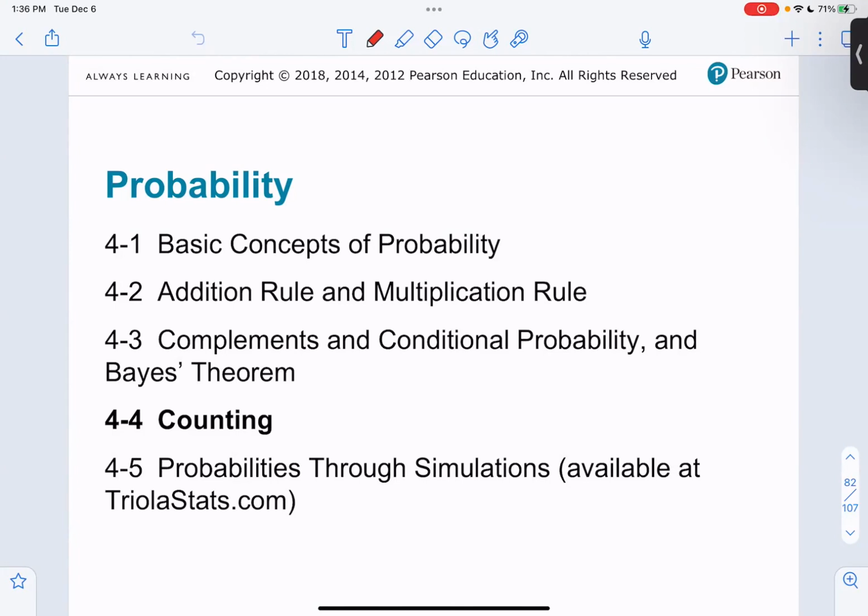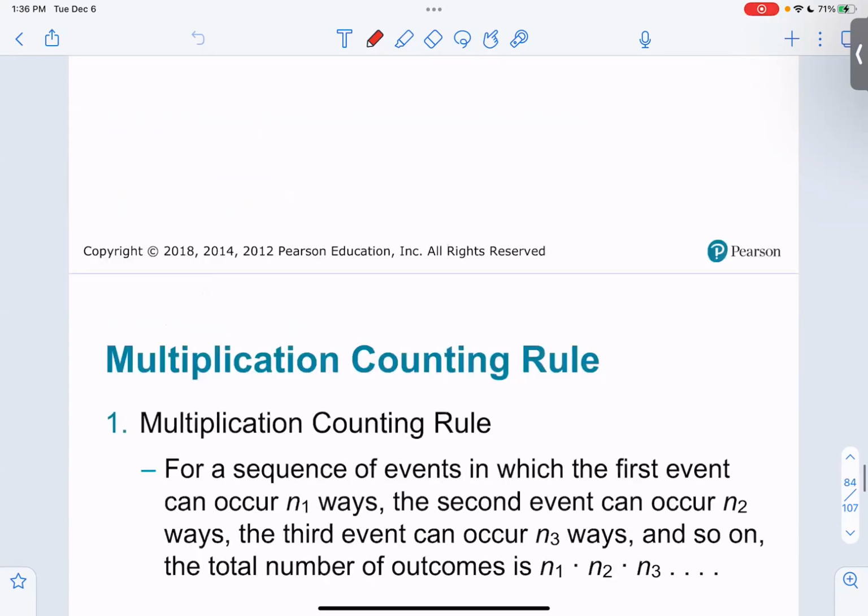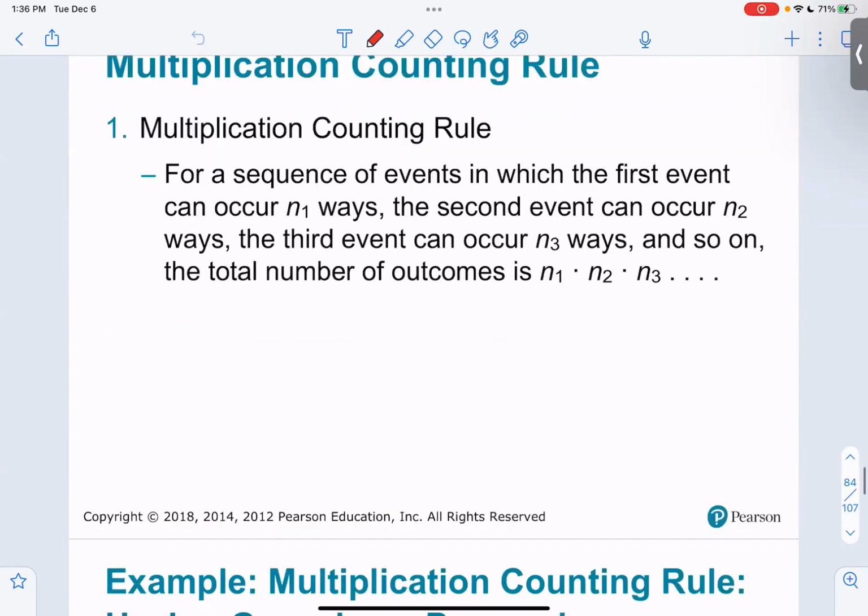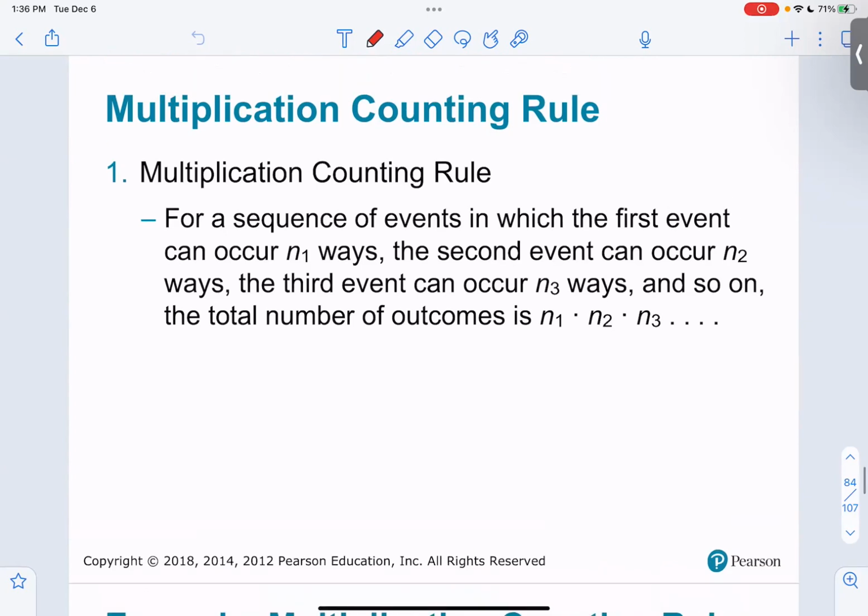So we will finish the last session in chapter 4. Let me just, the first thing we want to take here, multiplication counting rules.